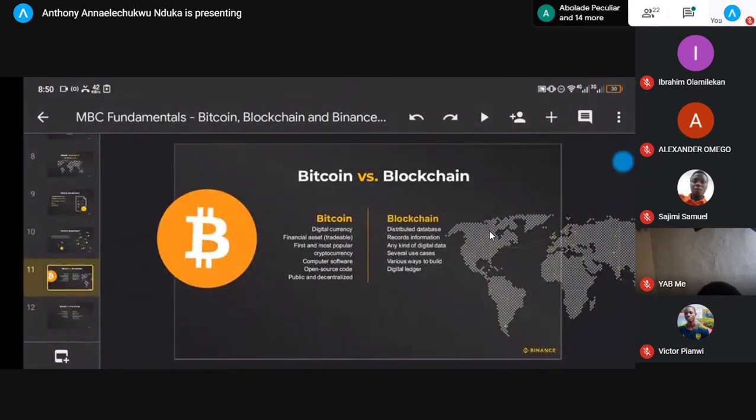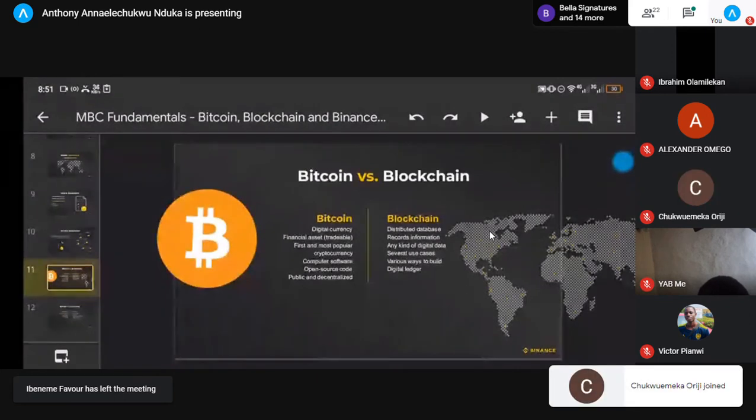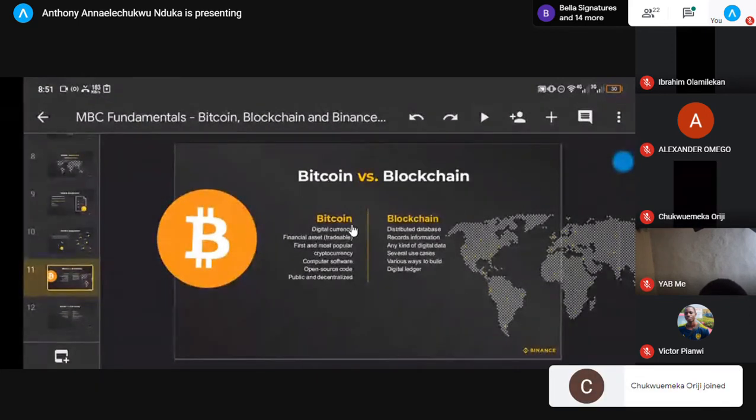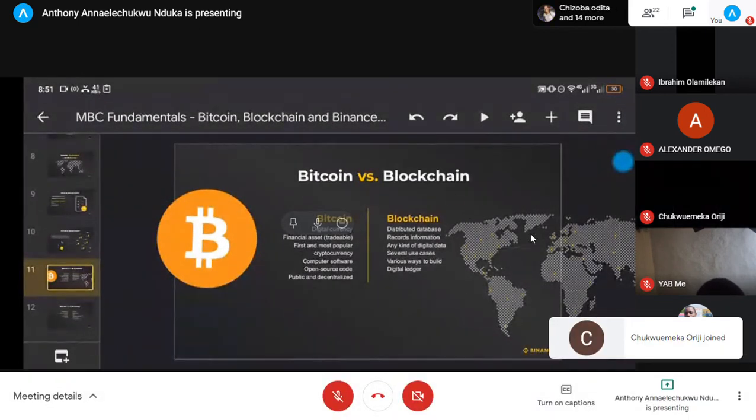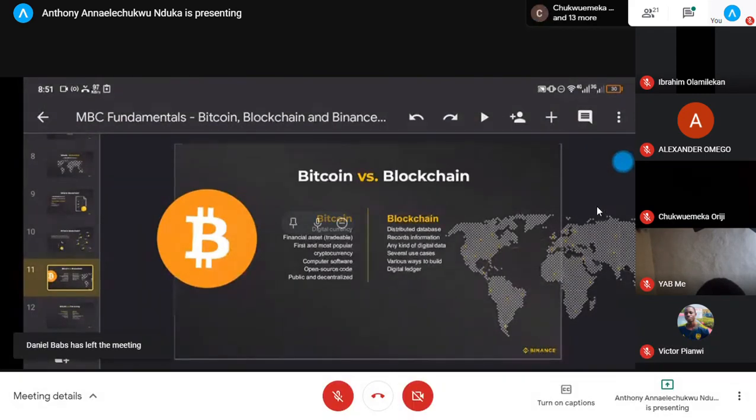So blockchain is any kind of digital data, and it has several use cases. And also there are various ways to build a digital ledger. I think I've explained all this. Now let's move to Bitcoin. Bitcoin is a computer software. Now, let me just make us understand. Bitcoin and blockchain can only be accessed on the internet. Yes, it can only be accessed on the internet.